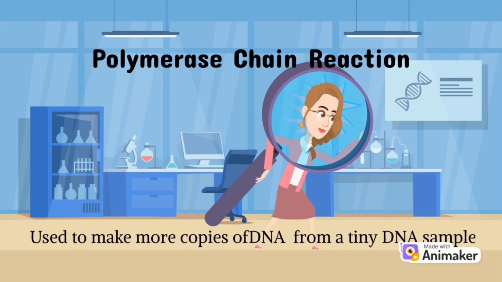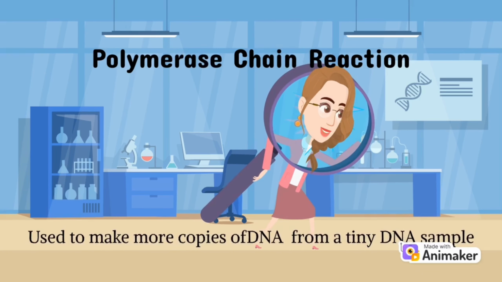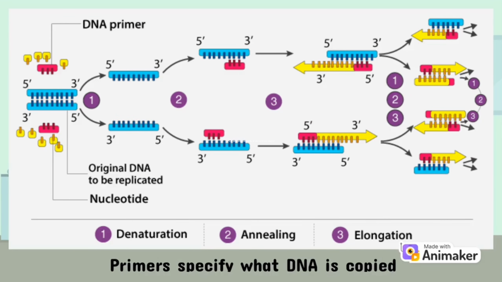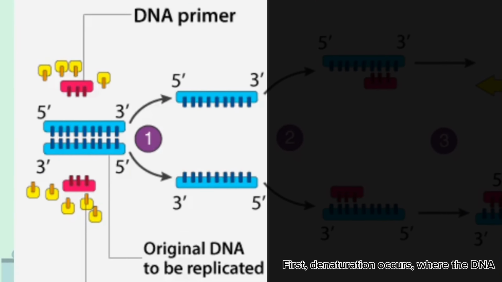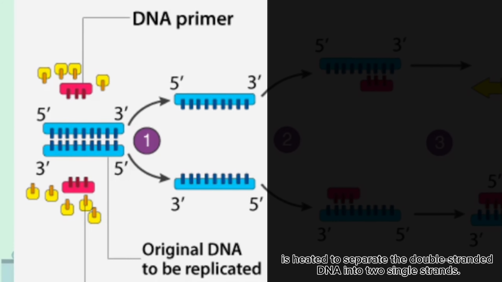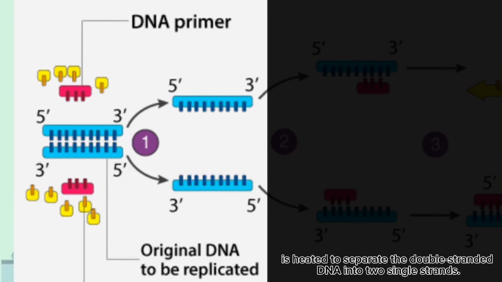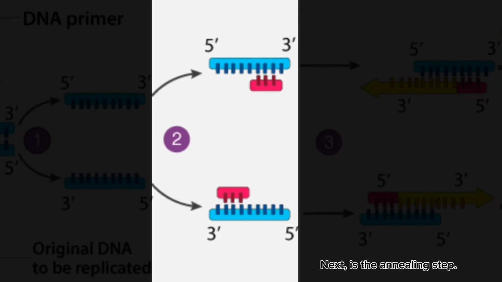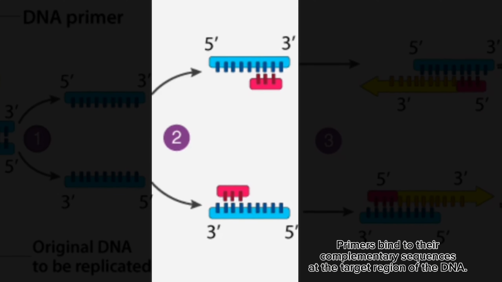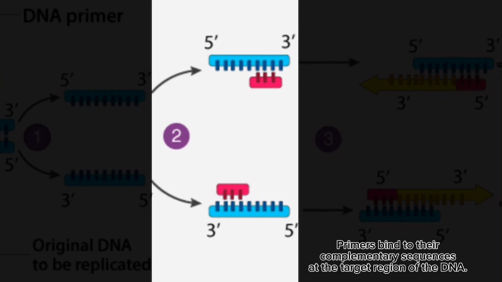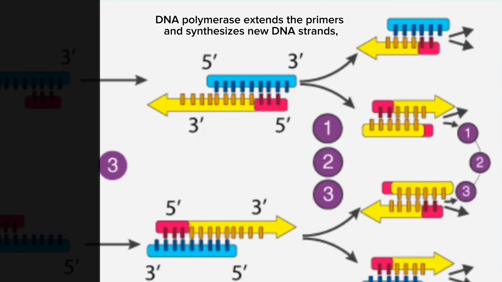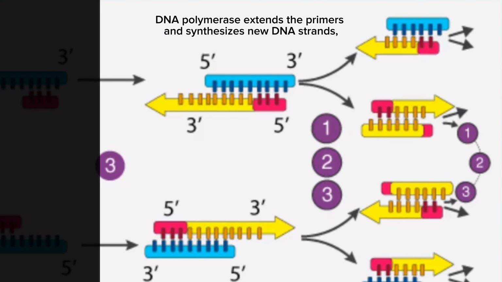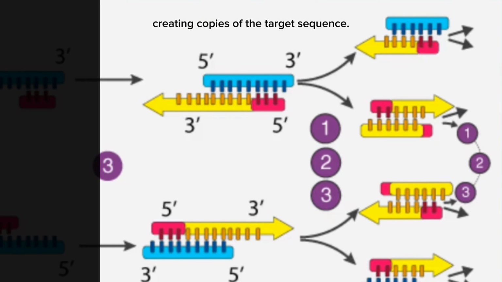Polymerase chain reaction (PCR) is a technique widely used to make many copies of a specific DNA segment from a tiny sample. The PCR process consists of three main steps. First, denaturation occurs, where the DNA is heated to separate the double-stranded DNA into two single strands. Next is the annealing step. Primers bind to their complementary sequences at the target region of the DNA. Finally, during elongation, DNA polymerase extends the primers and synthesizes new DNA strands, creating copies of the target sequence.